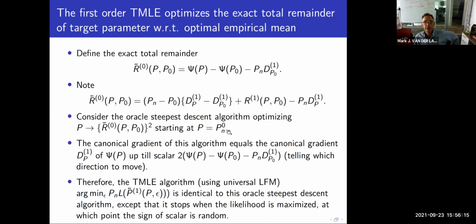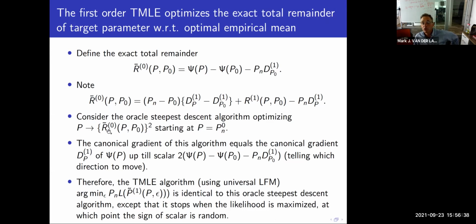Suppose I say, okay, let me find the P which succeeds in minimizing this. So let's square it and P. So how would you do that? How would you come up with an algorithm optimizing this exact remainder? Now, normally you can say I'm using a steepest descent algorithm. I start with an initial P, like a Pn0, and then I'm going to construct a path along which this is the steepest goes down.